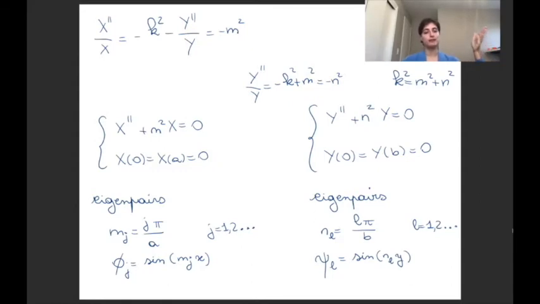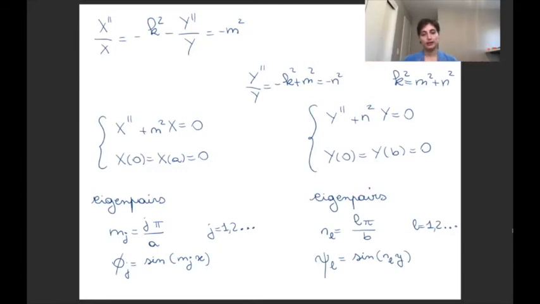On one hand, we have X'' + m squared X equal to 0, with trivial boundary conditions: X(0) equals X(a) is equal to 0. And on the other, we have a very similar format: Y'' + n squared Y equal to 0, Y(0) is equal to Y(b), Y computed at b is equal to 0. They are independent.